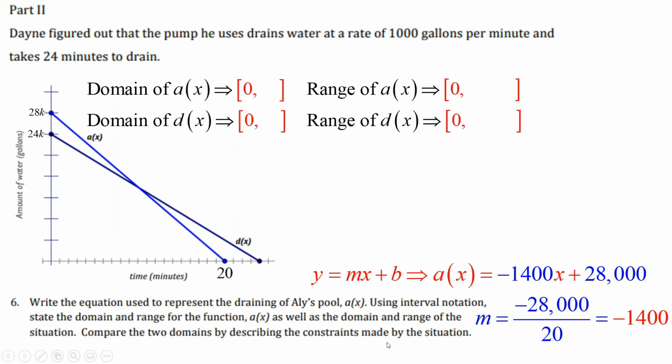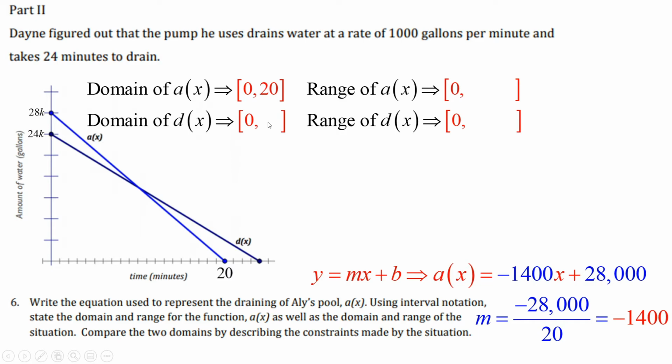Okay, and then using interval notation, state the domain and range for the function a of x, as well as the domain and range of the situation, and compare the two domains by describing the constraints made by the situation. So I decided to go ahead and put these together so we can compare. So the domain of a of x implies, well, again, a of x is going from x equals 0 to 20.